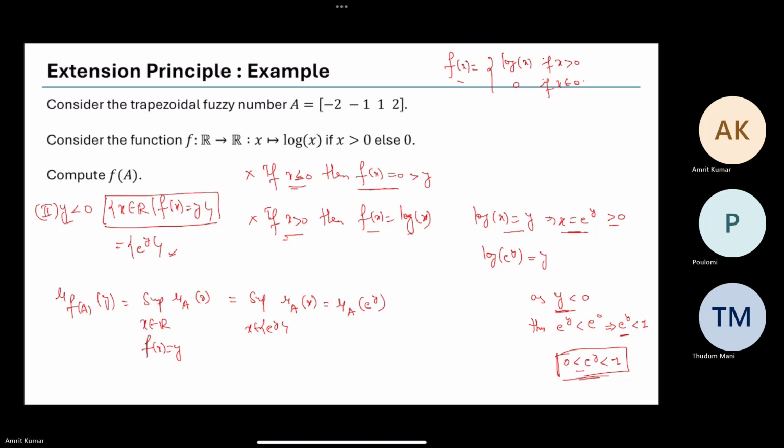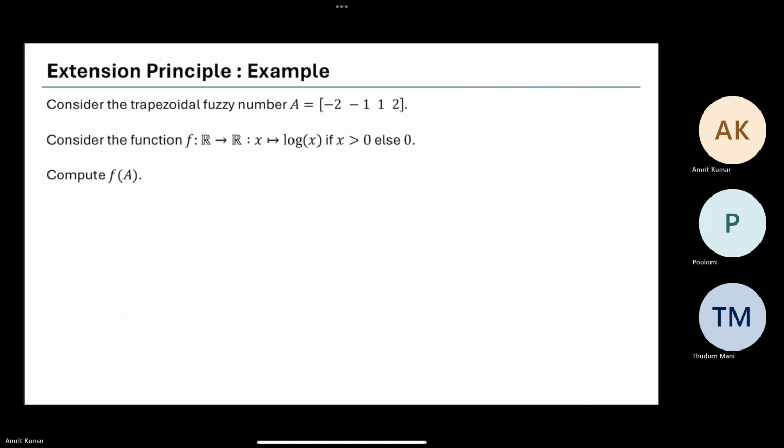So when y is less than 0, e to the power y is some number between 0 and 1. For some number between 0 and 1, what is the membership function of that number in A? A is this particular fuzzy set, and we know that for x in -1 to 1, mu A of x is equal to 1. That's what a trapezoidal fuzzy number is. So between -1 and 1, the membership function of A is 1, so this again is 1. So this case is also taken care of.